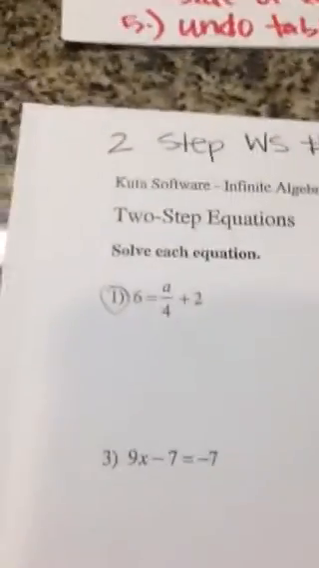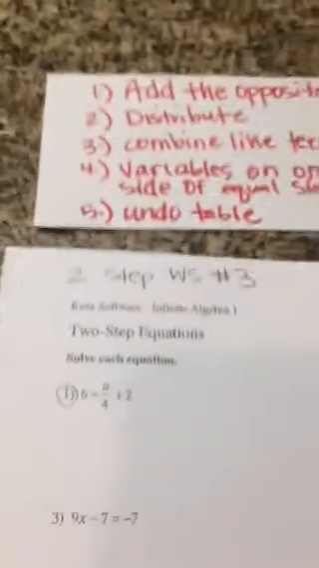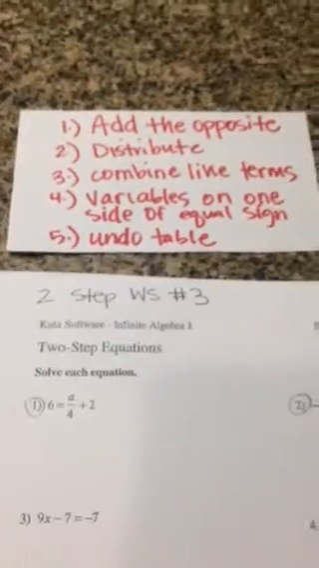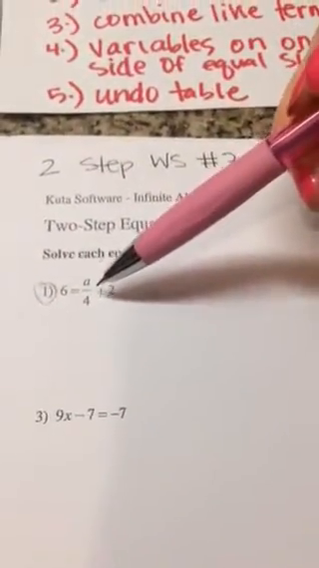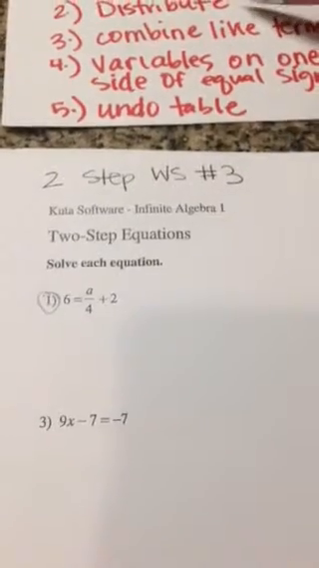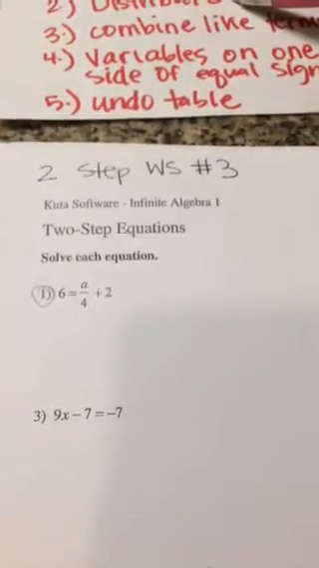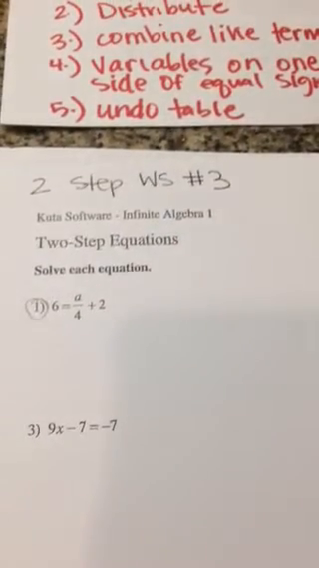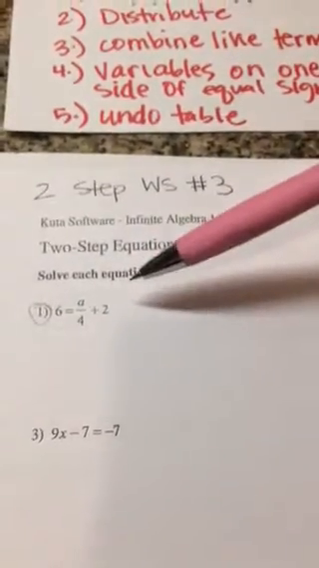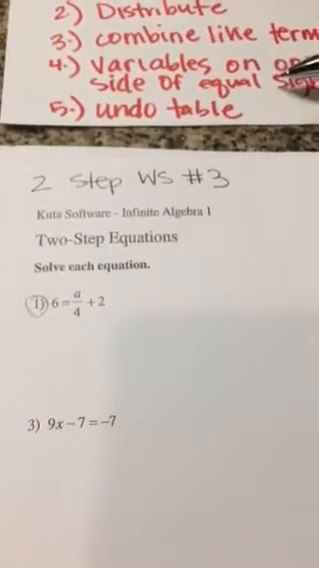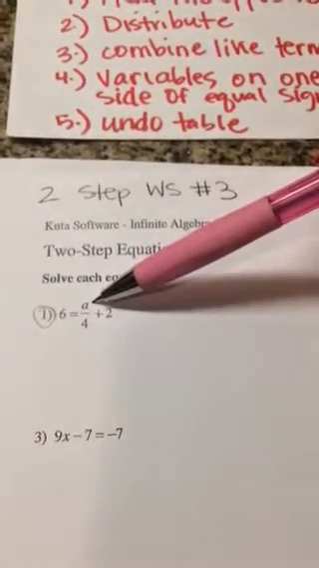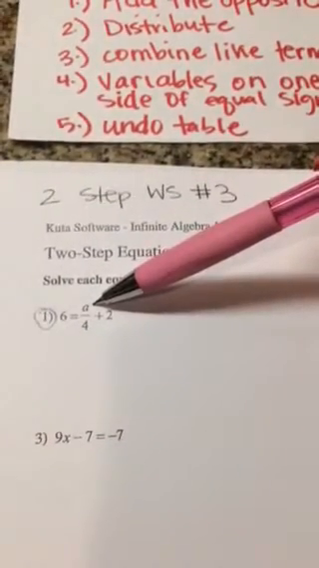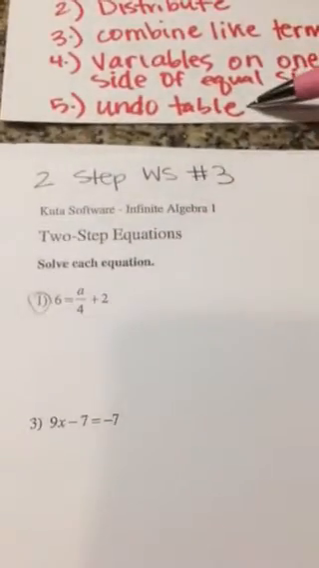Okay, so for problem number 1, the first thing you do, I've added this to our to-do list. You're always going to add the opposite. So we check for subtraction and we don't have any, so we don't need to add the opposite. The second thing we check for is distributive property, and again, we don't have any, so we go on to step 3. Combine like terms, no. Variable is on one side of the equal sign, and we already have that. We have one variable and it's on the right side of the equal sign, so that means that we're ready for step 5, which is the undo table.